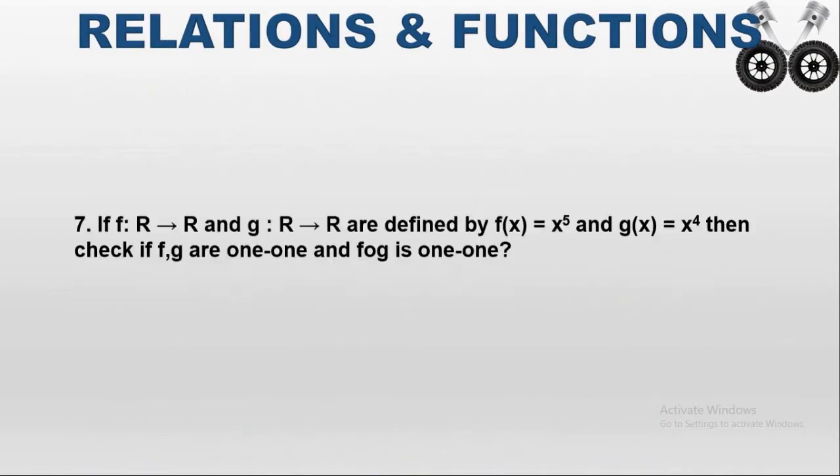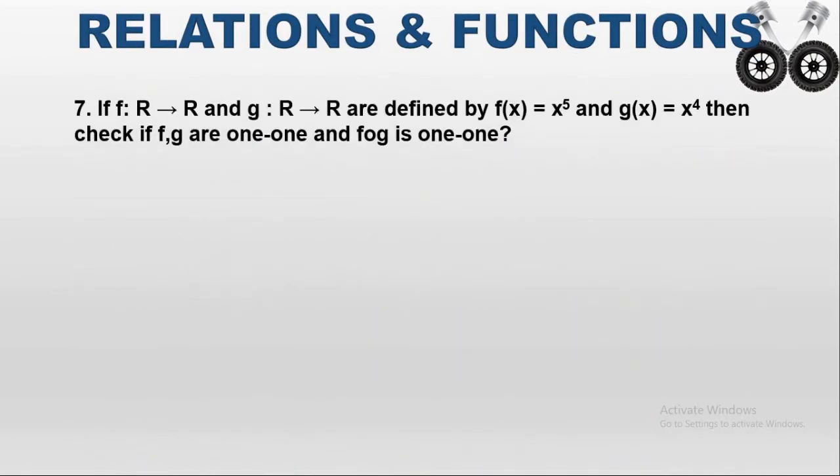Next one is question number 7. If f is the function from R to R and g is the function from R to R defined by f of x equal to x power 5 and g of x equal to x power 4, then check if f and g are 1 to 1 and f composition g is 1 to 1.